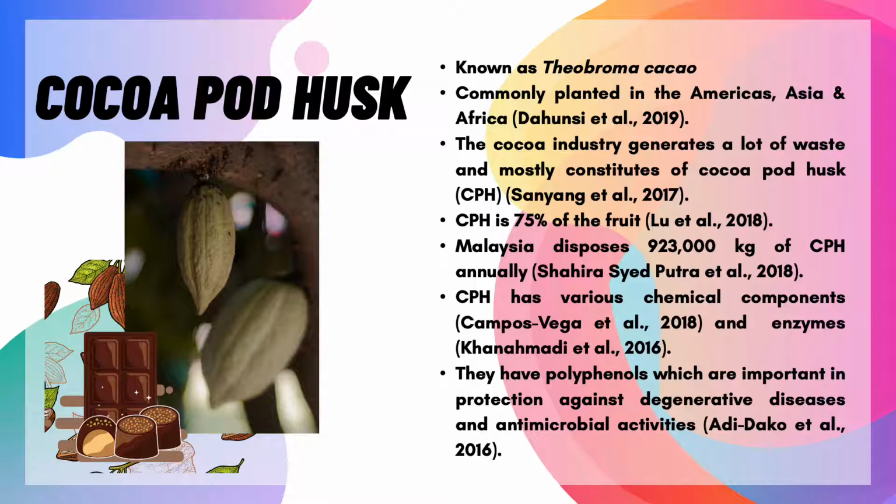For example, they have crude fiber, crude fat, cellulose, hemicellulose, lignin, pectin. They even have enzymes such as lipase. So moreover, in the phytochemical screening, polyphenols like tannin, alkaloids, and saponins have been found to be contained in the cocoa pod husk as well. So these polyphenols are important in the protection against degenerative diseases like coronary heart disease, cancer, and neurodegenerative disorders. It also has protection mechanisms. It has microbial activities.